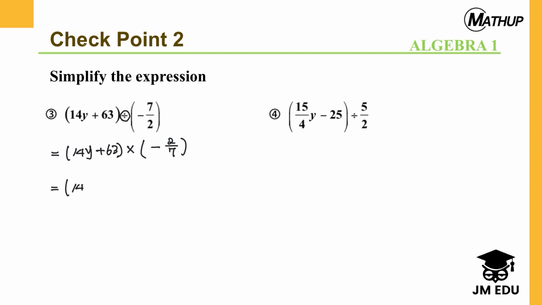So 14y times negative 2 over 7 plus 63 times negative 2 over 7. So let's just simplify this. 7 times 1 is 7, 7 times 2 is 14, 7 times 1 is 7, 7 times 9 is 63. So that is equal to 2y times negative 2, 2 times negative 2 is negative 4, right? So negative 4y plus, well, we have a minus here. So minus 9 times negative 2, that's 18, right? Negative 18.